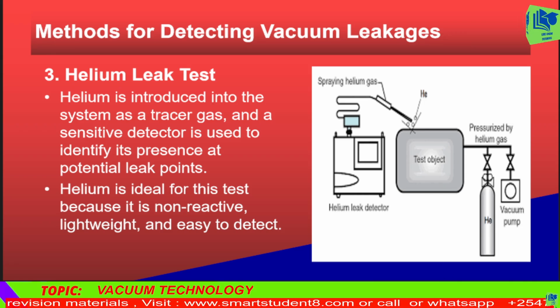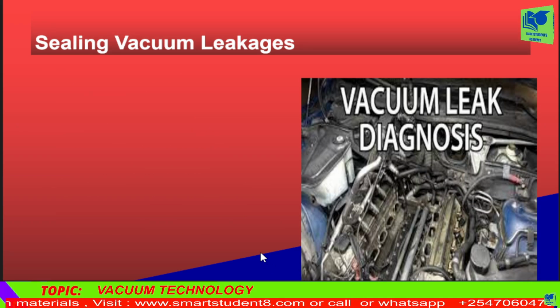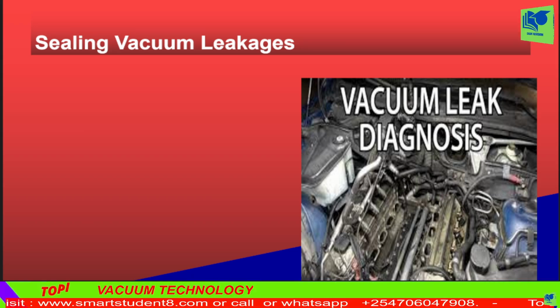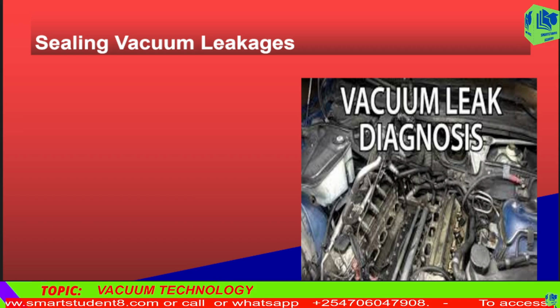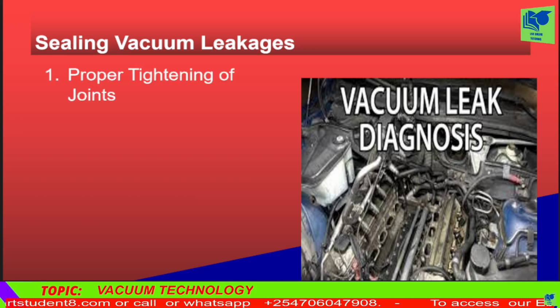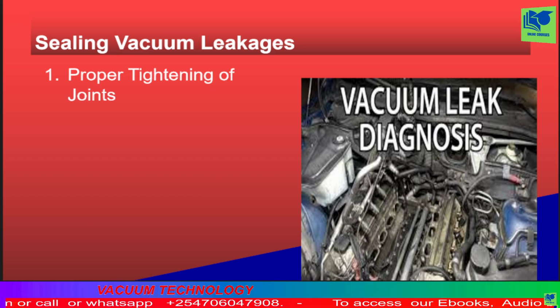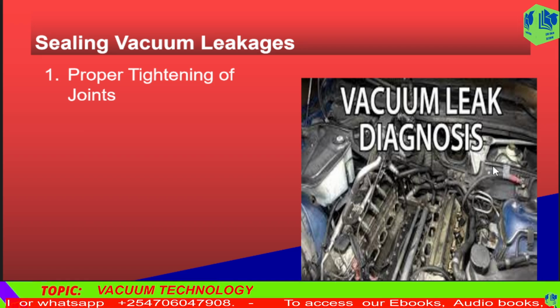Sealing vacuum leakages. Once a leak is detected, the next step is to seal it effectively. This often involves a combination of techniques and materials. 1. Proper tightening of joints. Loose joints and fittings are a common cause of leaks, so ensuring that all connections are properly tightened is the first step.